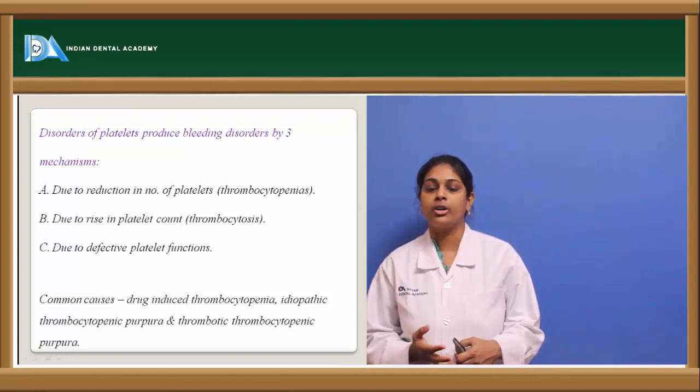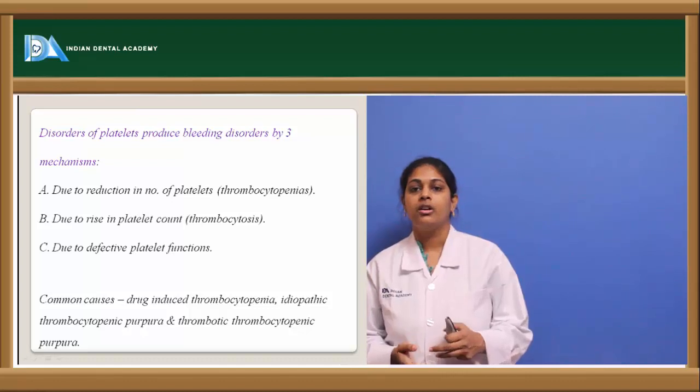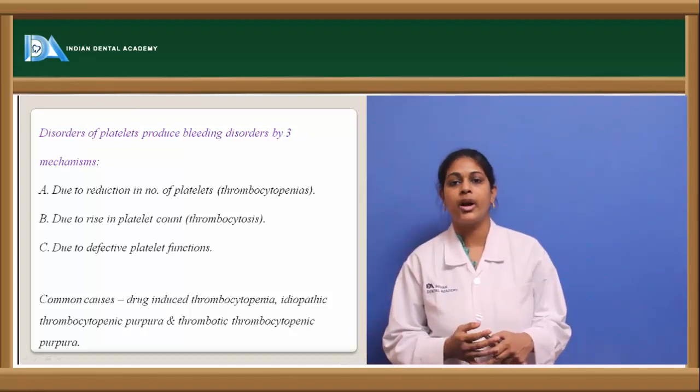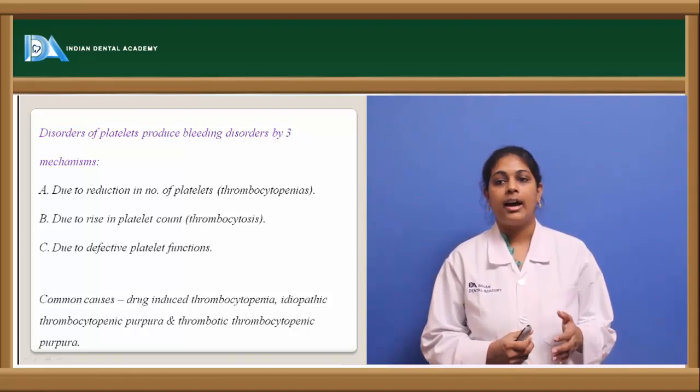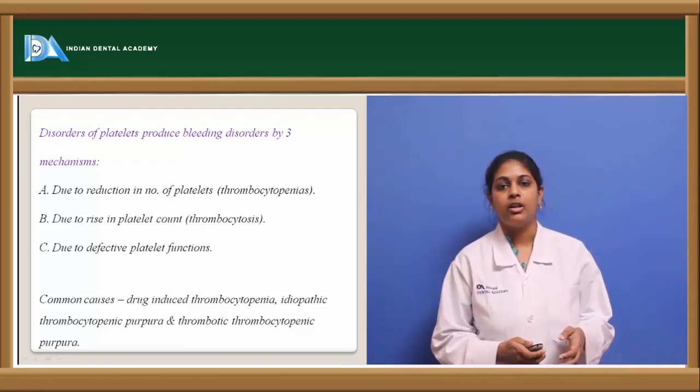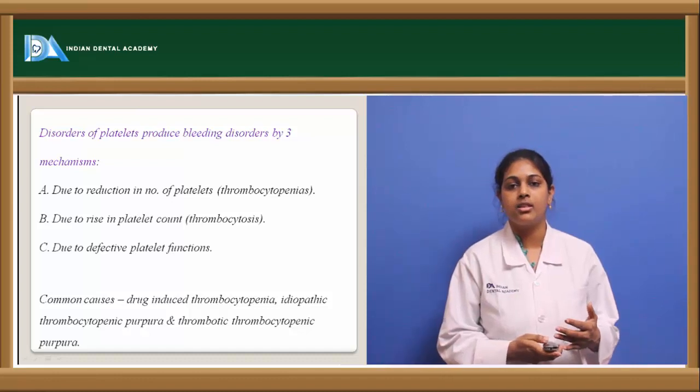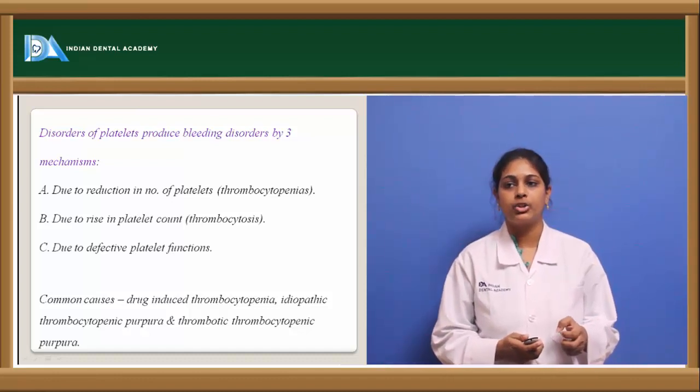Next, the common causes where we observe disordered platelet function are drug-induced thrombocytopenia, idiopathic thrombocytopenic purpura and thrombotic thrombocytopenic purpura. So these are the conditions where we see impaired platelet function.